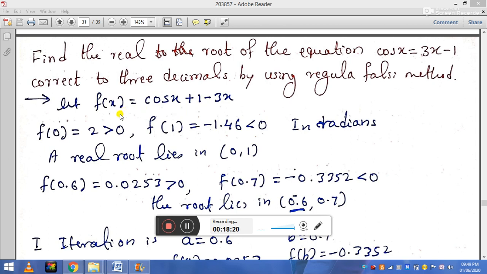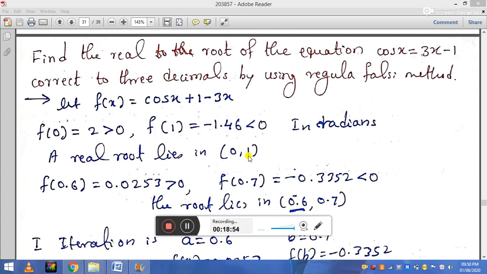So put x equal to 0, we get 2, that is positive. Put x equal to 1, we get minus 1.46. So convert the calculator to radian before solving this. Then by putting 0 we get positive, by substituting 1 we get negative. Therefore the root lies between 0 and 1. So if you take 0 and 1 you get the answer, but the process will be lengthy. To avoid that, we check in between 0 and 1 for one negative value and one positive value.